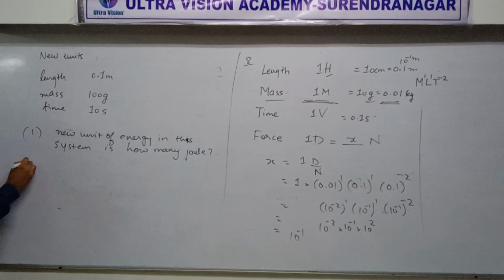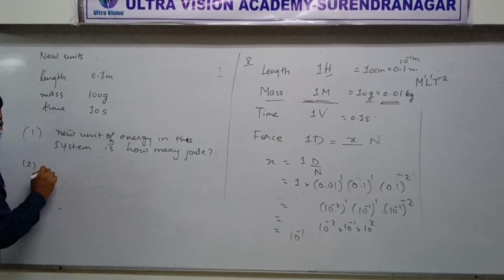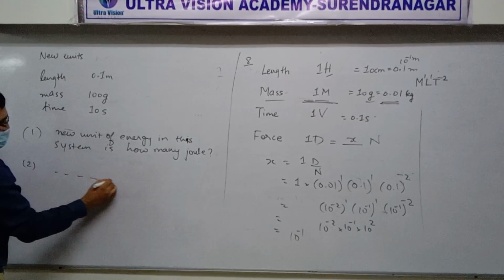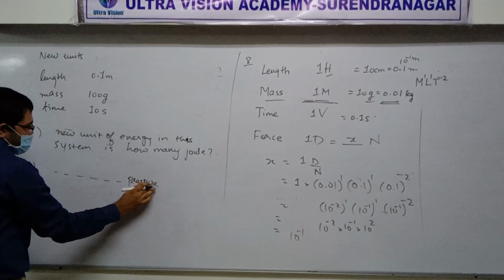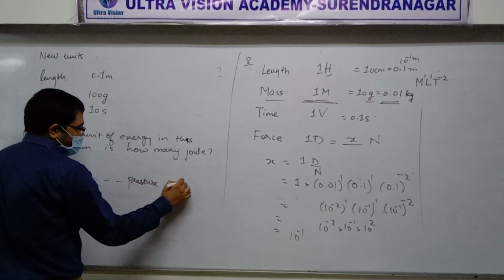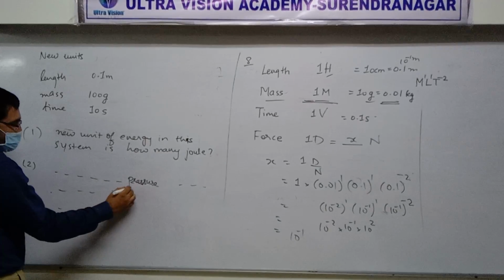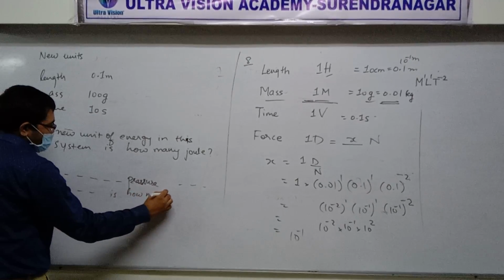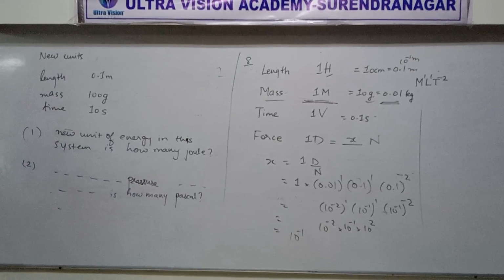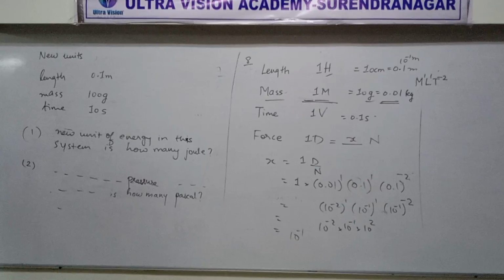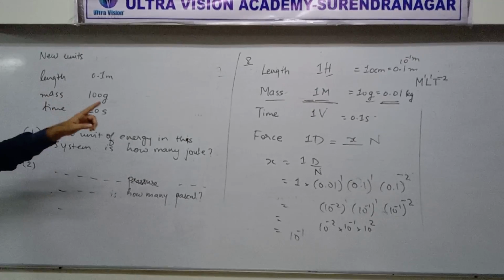Okay. And similarly, same thing, new unit of pressure in this system. How many Pascal is it? Pascal is the unit of pressure. Both of these can be done by dimensional formula, like I did it here.